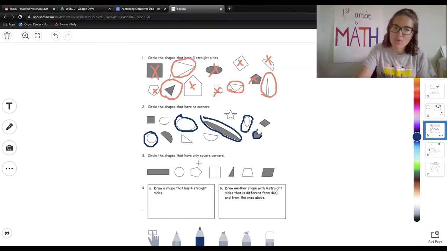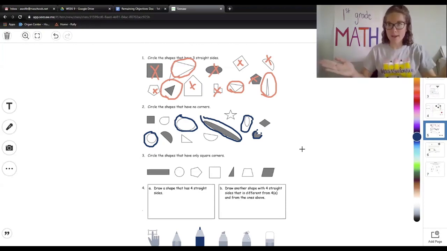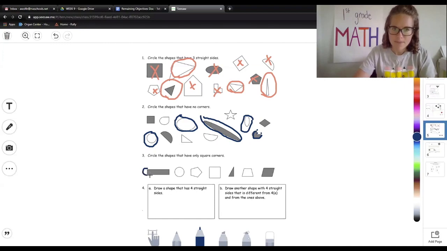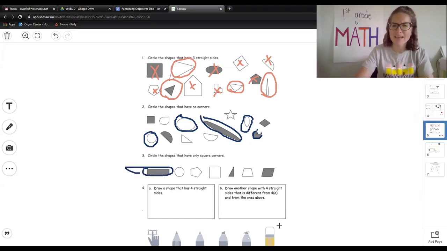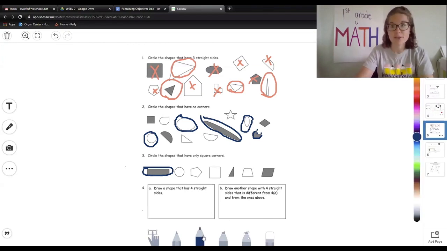Circle the shapes that only have square corners. Okay, so before we talked about how a square corner would be like this, called a right angle. Okay, so this is a square corner right here. Just imagine a square and what that looks like. Okay, this one does. It's a rectangle, but remember, rectangles are kind of like a square's cousin. They're very similar in a lot of ways, but not the same, just similar.